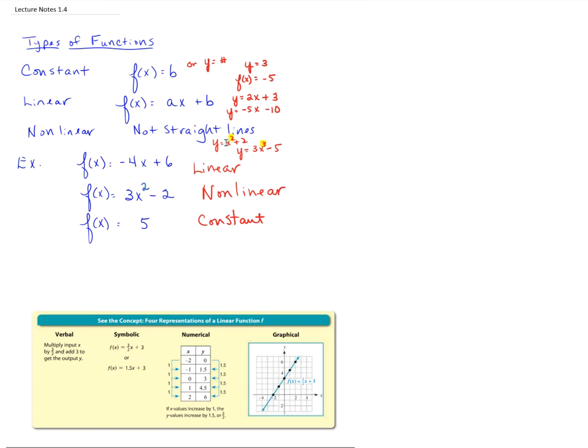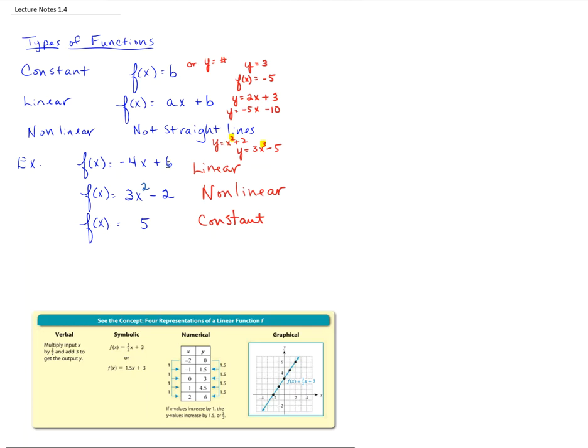And then for now, everything else we're going to throw into the category of nonlinear. And we'll get to lots of different things as we go through the course. But right now, if we are asked to say what kind is it, those are our three choices.